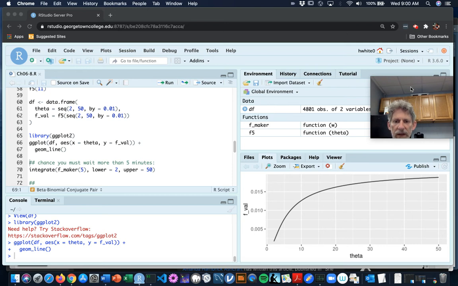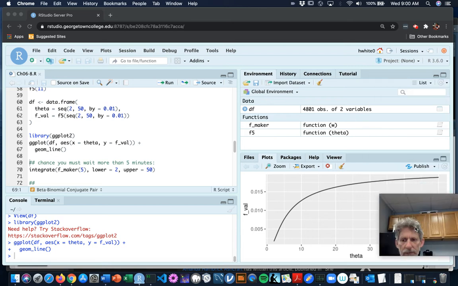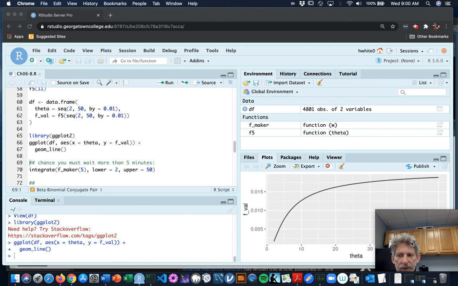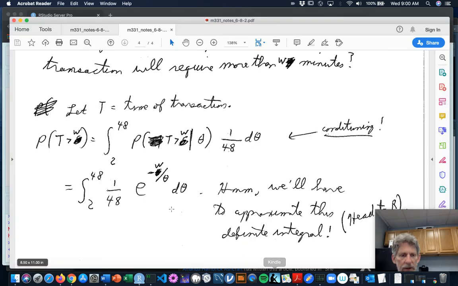And we've got to take the area underneath this graph from 2 all the way to 50. Got to find that area. Okay, that's what that definite integral here is. All right.